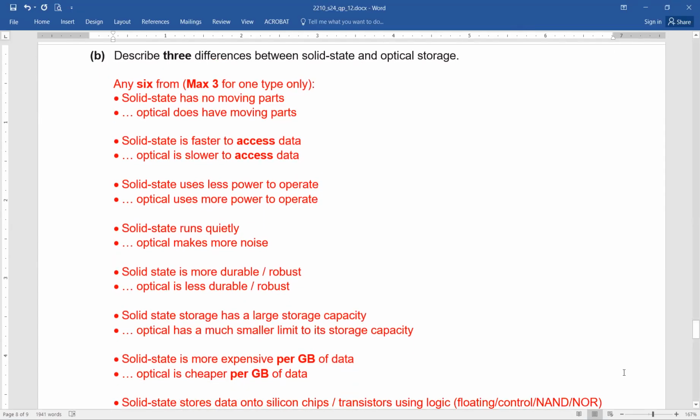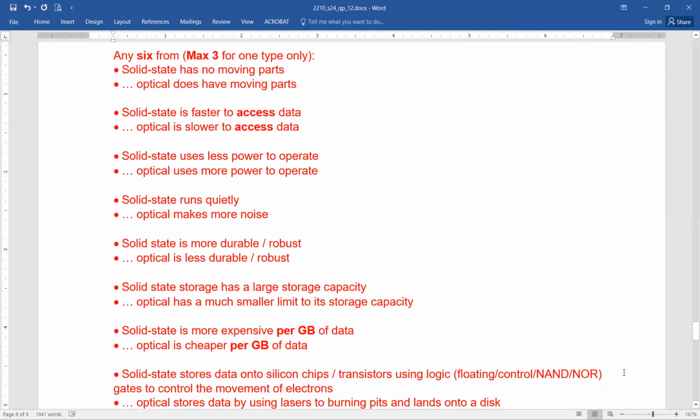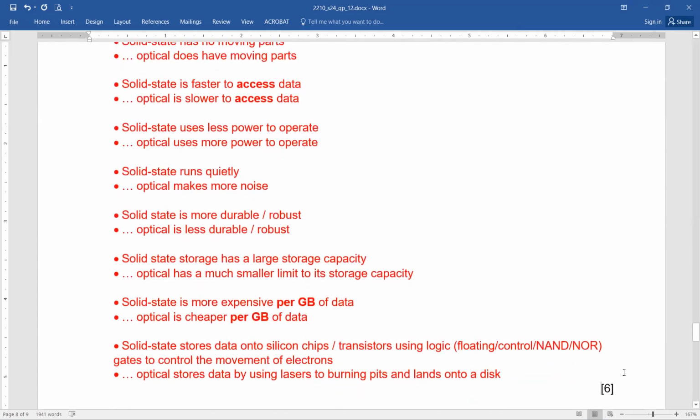Solid state stores data in silicon chips, using transistors with floating gate control, or NAND or NOR gates, to control the movement of electrons, while optical storage uses lasers to burn pits and lands onto a disk. So a student can write any of the answers, and if you remember the basic points I suggest, you will be able to score so easily.